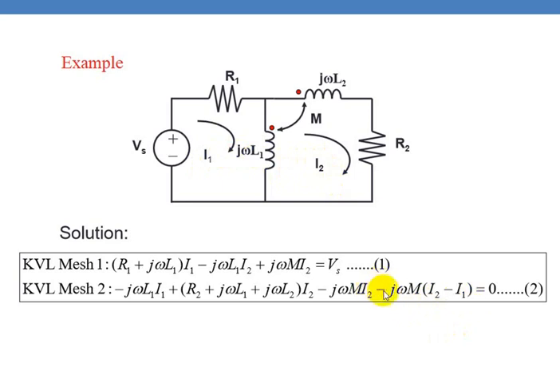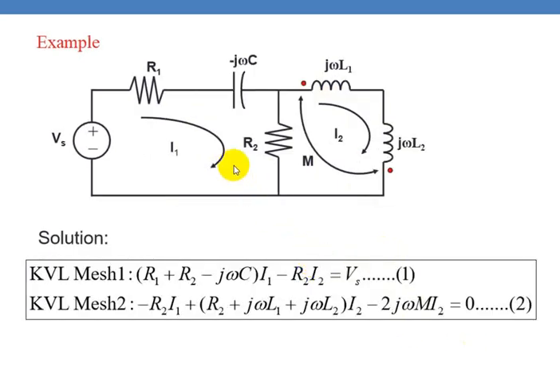What about this sign? It's minus because one current is leaving from the dotted terminal, and in the other coil the current is entering. So you have to write a minus sign here. These are the two equations, and we solve these two equations. Coming to another example.